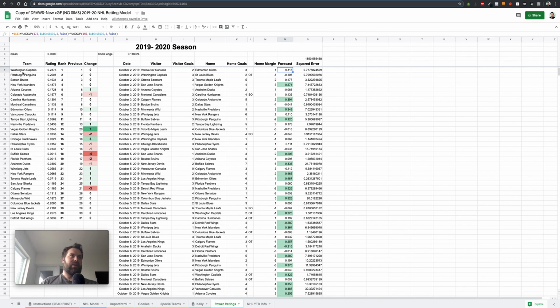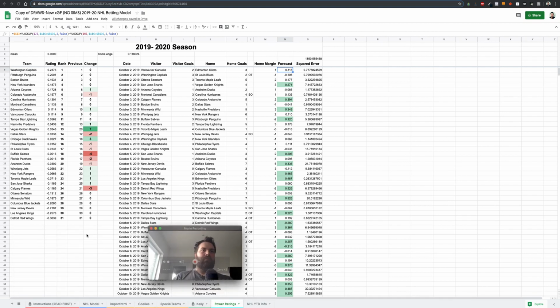But we're factoring in the power ratings, and you can see I'm updating this. I've just used a solver and some math to do this. Essentially it finds what the best home edge is, and then adds it depending on who's playing. And then obviously I've created some power rankings here as well. So you can see right now Washington is in first, Pittsburgh second, yada yada yada.